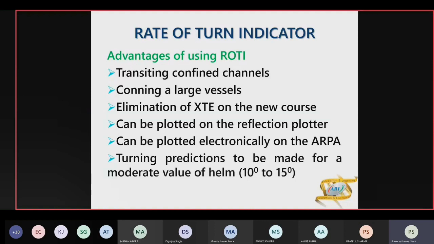ECDIS में passage plan रहता है, सब कुछ already है. Current position भी दिखा रहा है continuously. The vessel's position is being indicated on the track, so we can just keep that vessel on the track. Monitoring has become much easier, control of the vessel has become much easier because of the ECDIS, and of course ECDIS and radar combined.